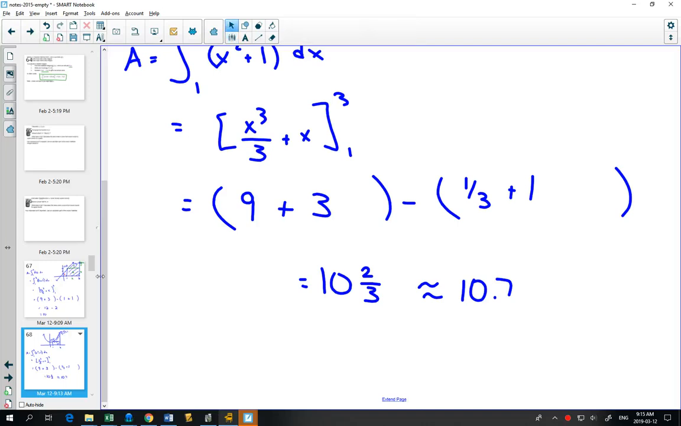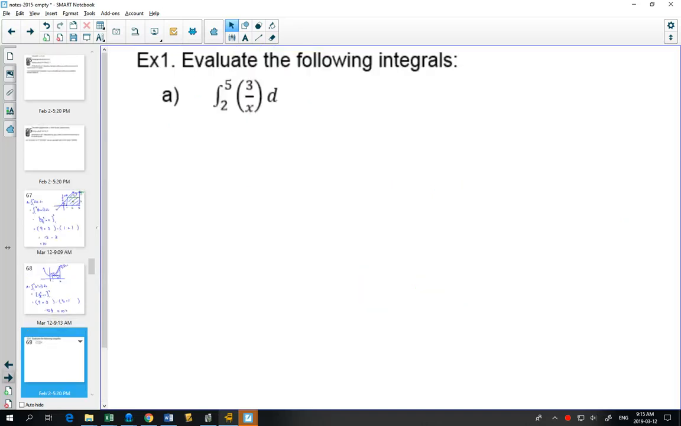Okay? But we're not supposed to do area under the curve yet, but that's just an example. We're supposed to practice the definite integral to begin with. So here's our first example. We want to figure out what the definite integral from 2 to 5 of 3 over x would be. Is yours missing the x? Yes? No? Yours is good?